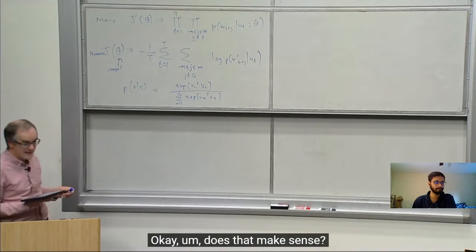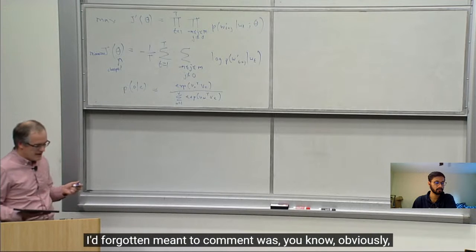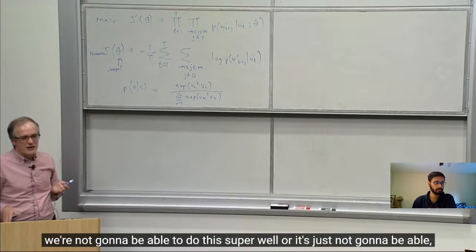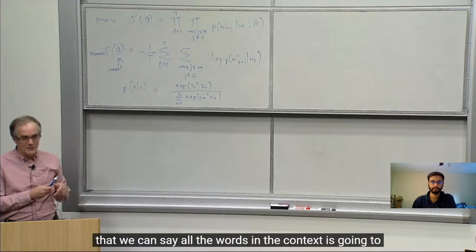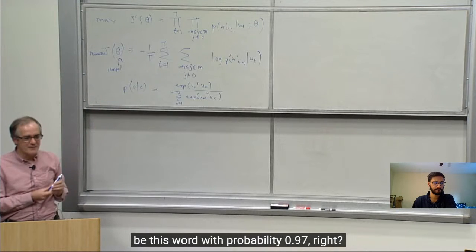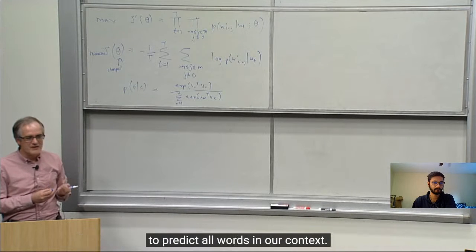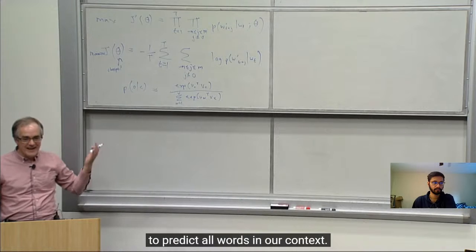Okay, does that make sense? Yeah. And the other thing I was meant to comment on was that obviously we're not going to be able to do this super well, right? It's just not going to be that we can say, oh, the word in the context is going to be this word with probability 0.97, because we're using this one simple probability distribution to predict all words in our context.